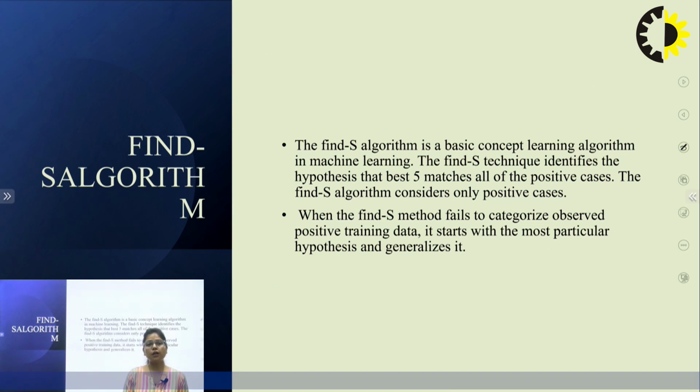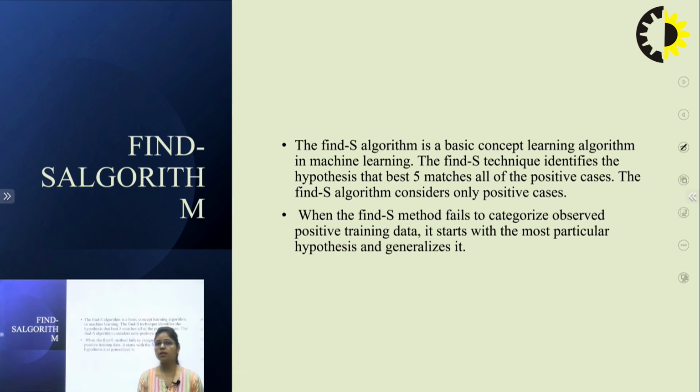Now we have another topic, the Find-S algorithm. This algorithm is used for hypotheses. The Find-S algorithm is a basic concept learning algorithm in machine learning. The Find-S algorithm finds the most specific hypothesis that fits all the positive cases. It considers only positive examples or positive cases. When the Find-S method fails to categorize observed positive training data, it starts with the most specific hypothesis and generalizes it.